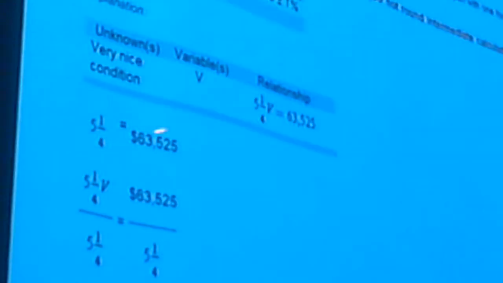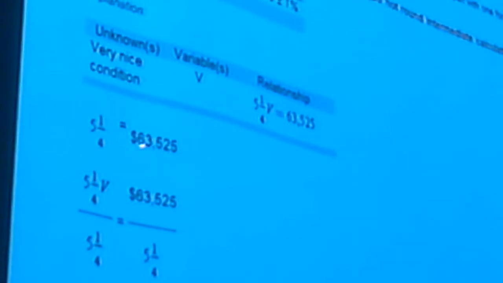Okay, so we have the equation set up, 5 1/4 times V. Over here, what can you do? It's totally your choice. Change that to 5.25. Change the fraction to 0.25. If it were me, I would do that. It would make life a little easier for you. If you change the 1/4 to 0.25, you would have what here? 5.25 times V equals 63,525.